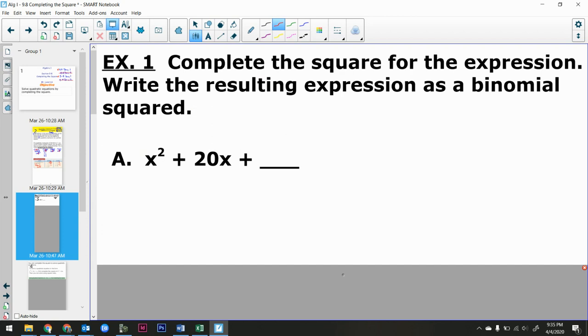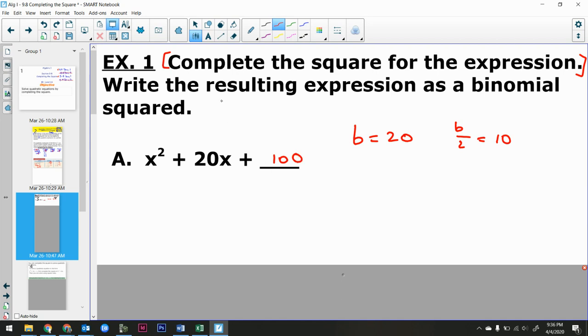All right, complete the square for the expression. This direction just basically says fill in the blank, and then write the resulting expression as a binomial squared. Binomial meaning 2 terms squared. All right, so taking a look here, what's my b term? My b term is 20. So b divided by 2 is, 20 divided by 2 is 10. Well, what goes in here? 10 squared. Another way to write that is 100.